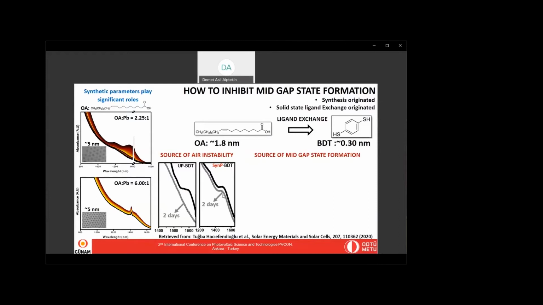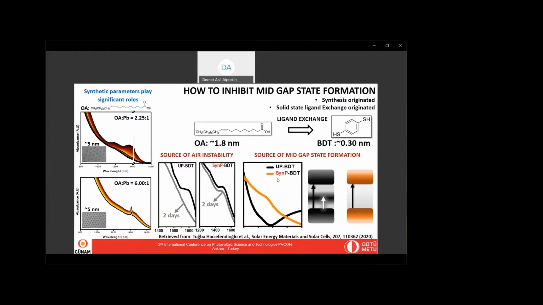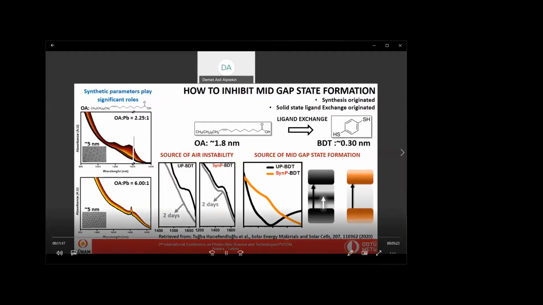Also, we checked their mid-gap state formation with absorbance spectroscopy, and we've seen that unpassivated quantum dots have some absorbance at the long wavelength side, which corresponds to the absorption of mid-gap states, whereas synthetically passivated quantum dots don't have that kind of mid-gap state formation. Basically, this shows that the passivation method we use successfully removes those mid-gap states.